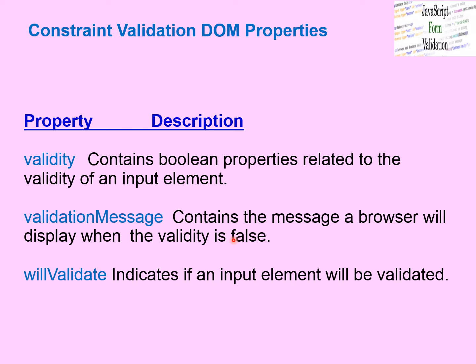In the previous example, we saw the validation message generated by the browser itself when the user inputs an incorrect value. Then the willValidate property indicates whether an input element will be validated. willValidate indicates if an input element will be validated or not.